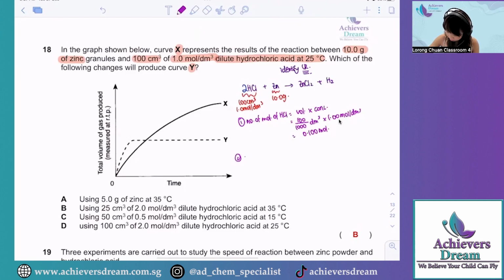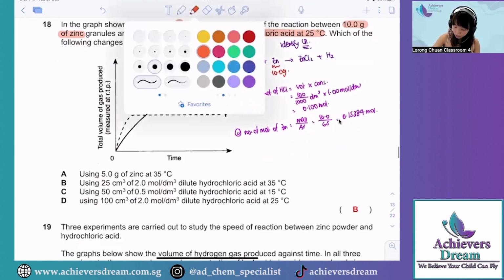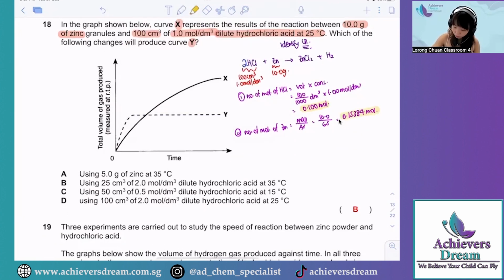And the number of moles of zinc is equal to mass over Ar. So 10 grams divided by 65. That is 0.15384 moles. So my next step would be to compare the mole ratio of both reagents, of hydrochloric acid and zinc. From the equation, I'm comparing the coefficients here. So it is a 2:1 ratio.